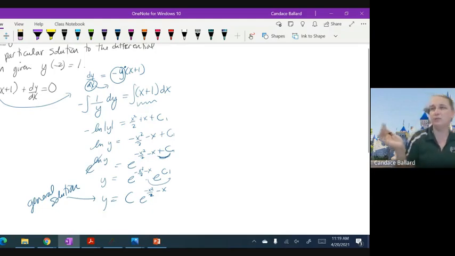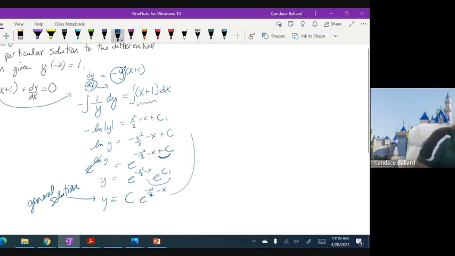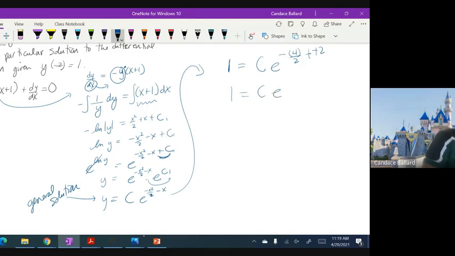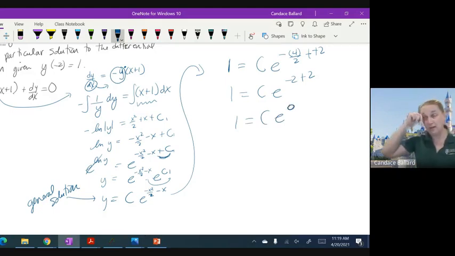Like the best part ever, right? We get to plug. If we don't get to cancel, the second best thing is we can plug stuff in, right? So I'm going to put it up here. We're going to have 1 equals c e to the negative 2 squared, which is 4, over 2 minus negative 2. So that's going to be positive. Then we get 1 equals c e to negative 2 plus 2, which is e to the 0. What's anything to the 0 power? Put it in the chat fast.